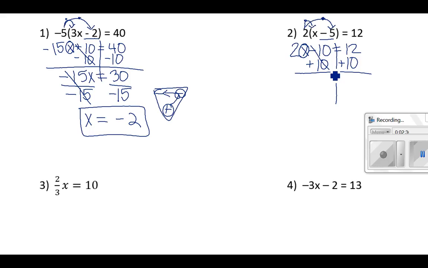Bring down 2x. Bring down the equal sign. 12 plus 10 is 22. Still want to get x alone, so I know I've got to get rid of the 2. They are held together by multiplication, so I'm going to divide both sides by 2. So x equals 11.